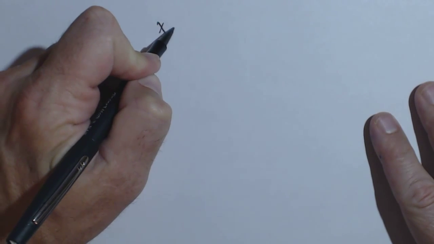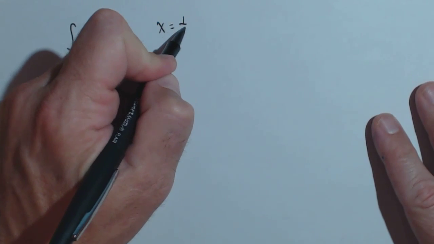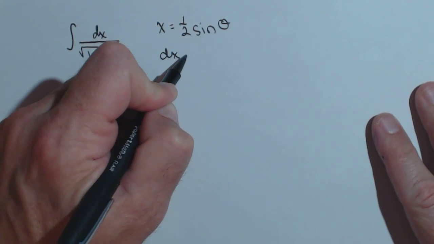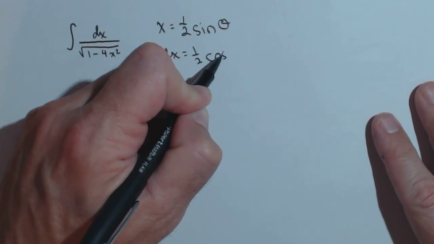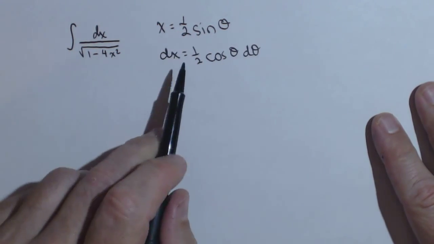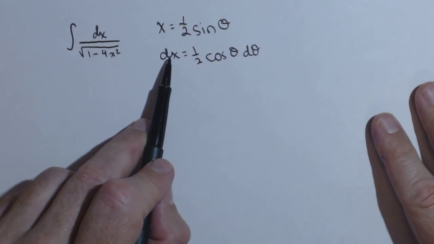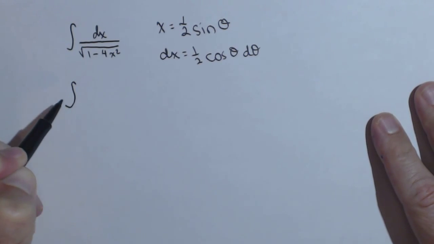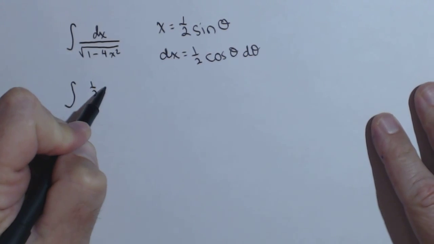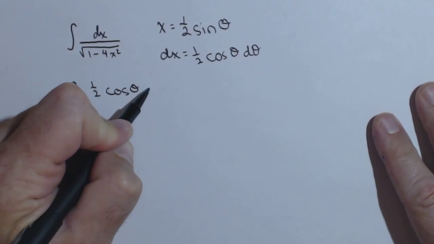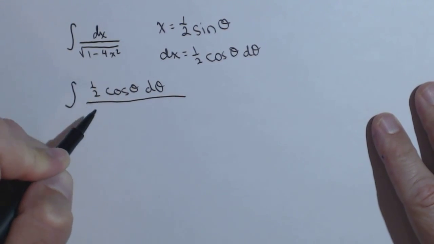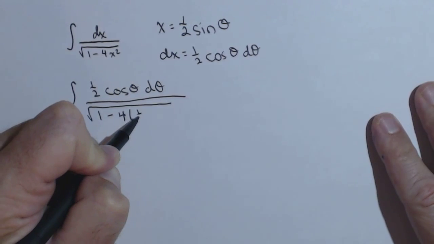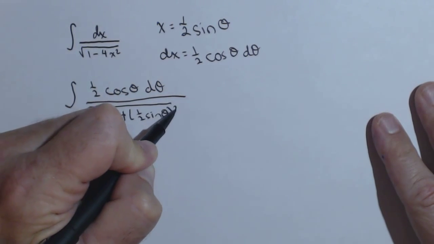And what we would do is we would let x equal 1/2 sine of theta, and thus our dx is 1/2 cosine theta d theta. Now, the biggest thing that people forget with trig substitution, and it happens all the time, is to substitute in the dx. Part of the reason why I want to do it this way. So first thing I'll do is I'll substitute in the dx so I don't forget. 1/2 cosine of theta d theta over the square root of 1 minus 4 times 1/2 sine of theta squared.